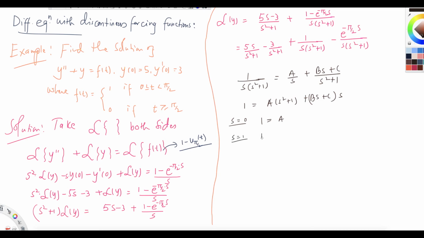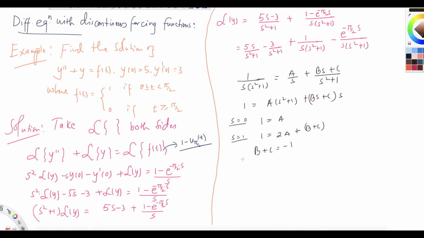If you take s equals 1, what do you get? You get 1 equals 2a plus b plus c, right? You see that? So what do you get? Your a is 1, right? So you get b plus c equals -1 because a is 1. So b plus c is -1, right?